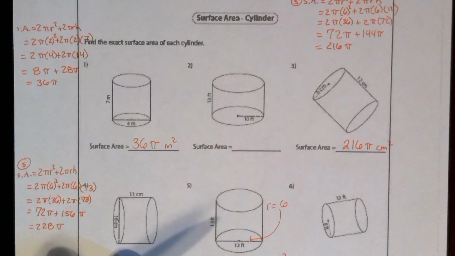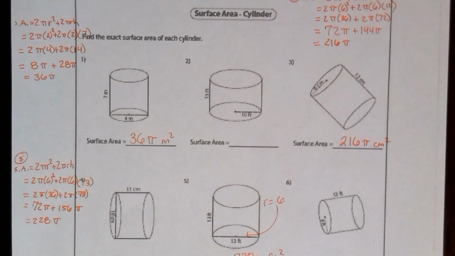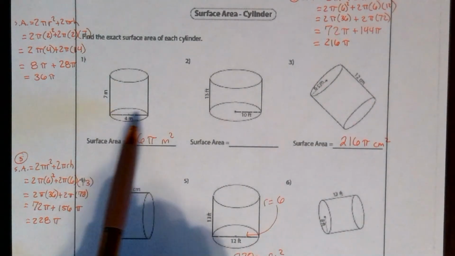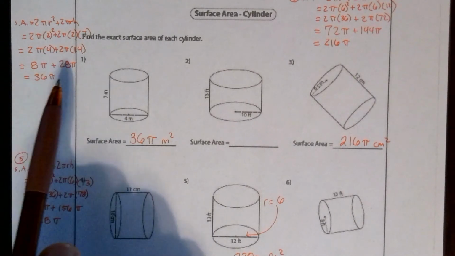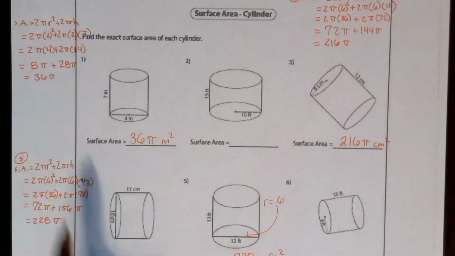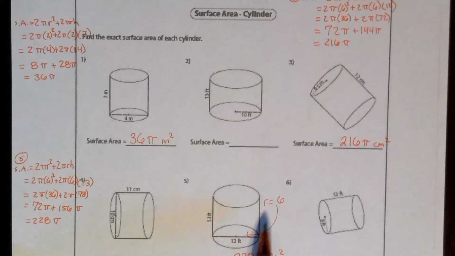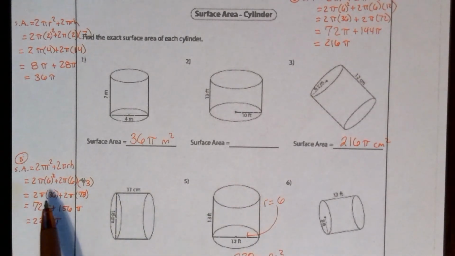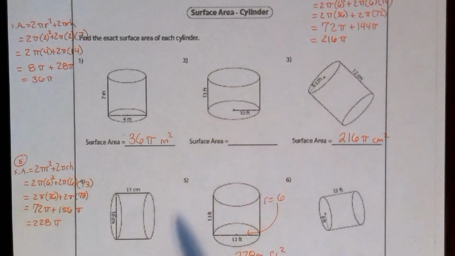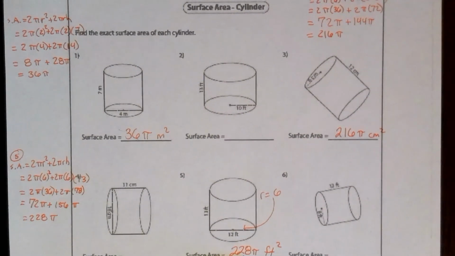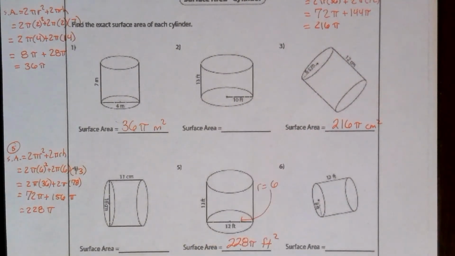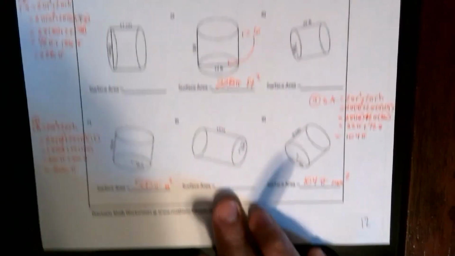You can see that I plugged in the radius for each one. The radius was 6 here. The radius, it's 4 all the way across, so that's the diameter, so the radius was actually 2 on this one, so I plugged in 2 for the radius. And here it said the distance all the way across was 12, so the radius was 6 on number 5. So everywhere I see an R, I plugged in a 6. And then I did the math from that point on, just carrying the pi all the way through. So I had 36 pi meters squared, 216 pi centimeters squared, 228 pi feet squared. If you need to see any of those longer, you just pause the video or you can rewind it.